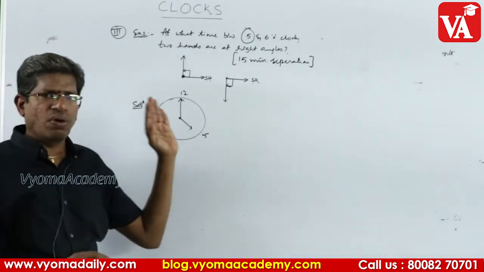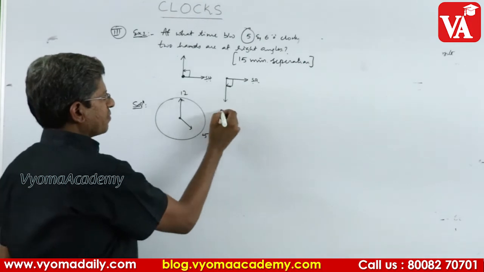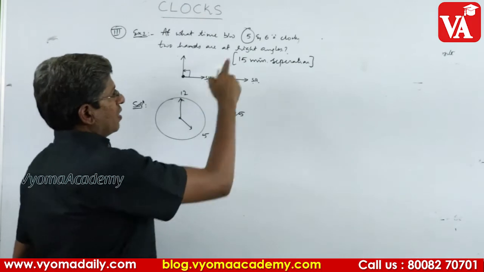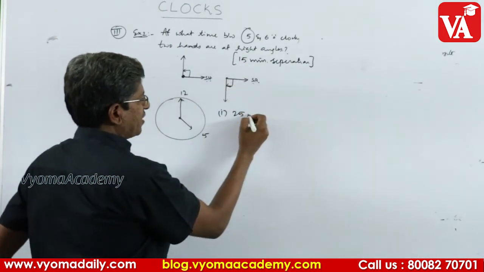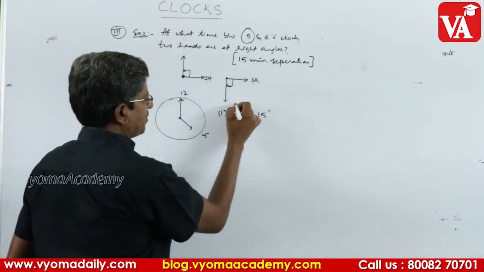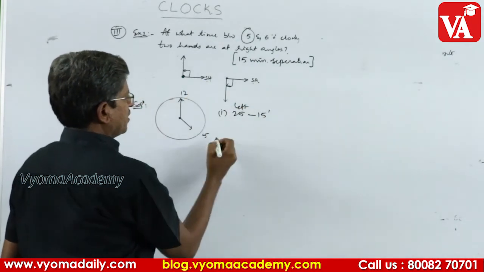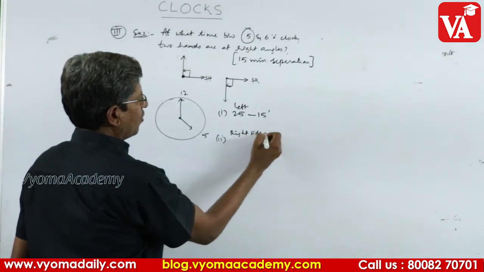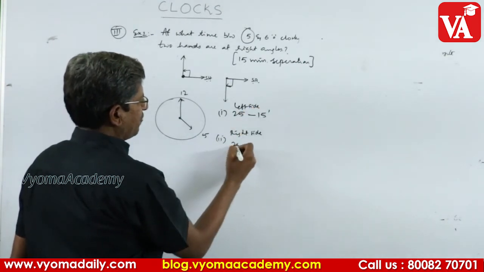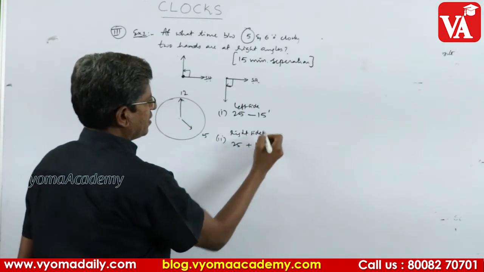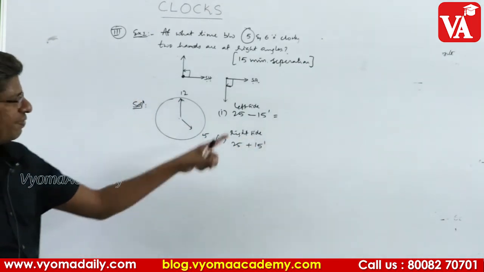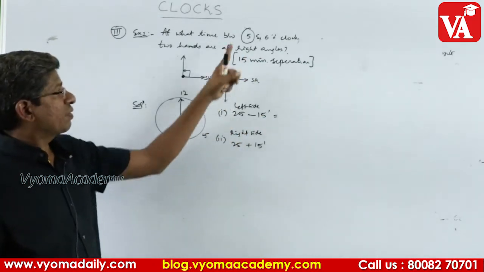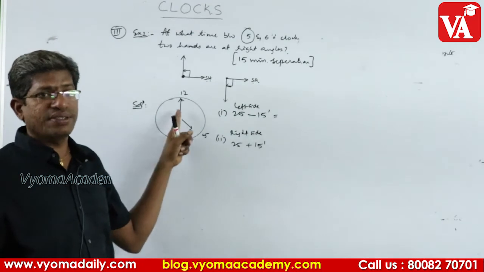But instead of worrying about all this, I will tell you the simple technique. The first answer: how much is already there? 25 is there. But how many minutes separation should be there? Left side means minus 15. So this is the left side answer in this diagram. And the right side answer is what? 25 is there already plus 15 minutes. That's it. Why 15? Because a right angle means 15. Why 25? Because in the question 5 o'clock is there, that is 25.